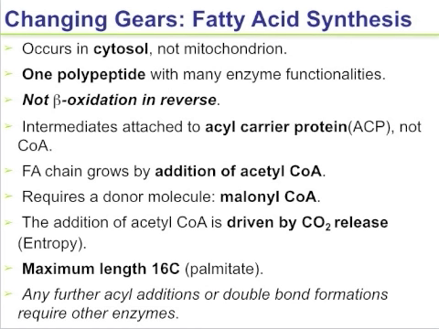And now we're going to change gears and talk about fatty acid synthesis. Unlike fatty acid breakdown, this occurs in the cytosol. And in mammals, we have one polypeptide that has many enzyme functionalities. This is not just the beta oxidation pathway run in reverse. There are different enzymes, it occurs in a different place, and intermediates are attached to something that's called the acyl carrier protein, not to coenzyme A. The fatty acid chain is going to grow by addition of acetyl units, but we're going to use the donor molecule, malonyl-CoA.